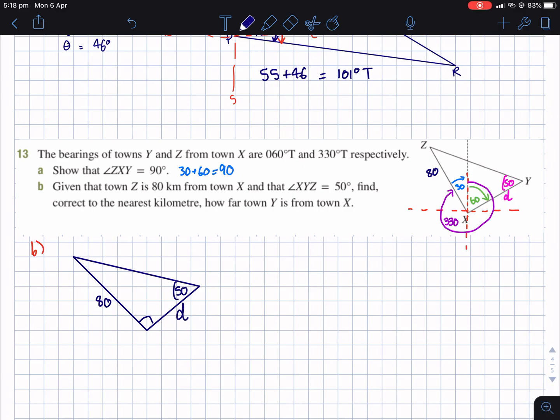So we're going to use tan. We don't know anything about the hypotenuse. So tan 50 equals 80 on D. So D equals 80 on tan 50. Gives us 67.13 kilometres. They wanted it to the nearest kilometre, so that's just 67 kilometres.